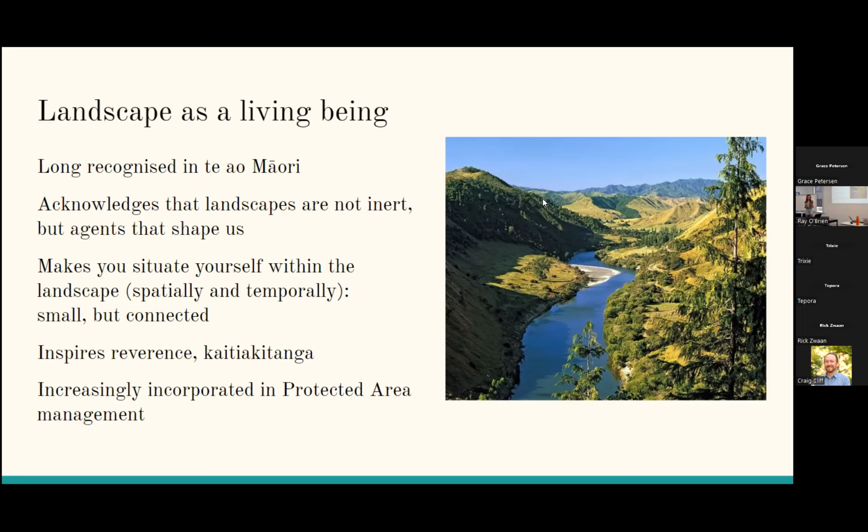And a really key point is that when you get a sense of landscape as a living being, you are in a bit more reverence of that place. You respect it a lot more, and that then prompts an ethic of kaitiakitanga, of caring for that place. And this is a photo of the Whanganui River, which, as many may know, has been granted legal personhood, which really does affect how it's managed.